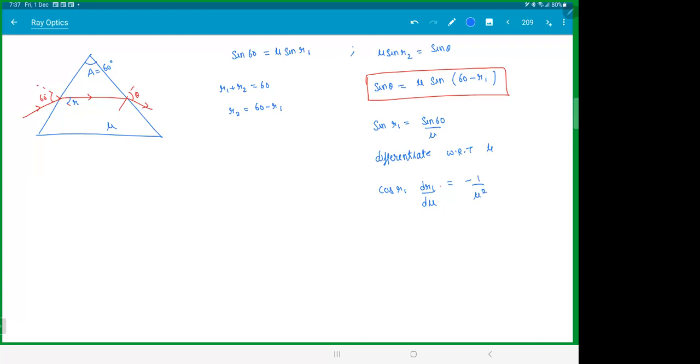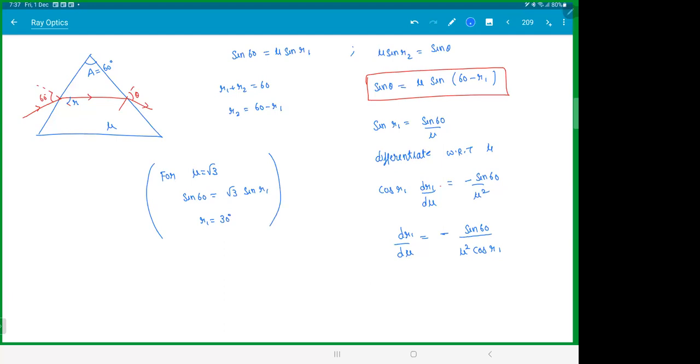Minus 1 by mu square sin 60, theta will be constant only. So from here dr1 by d mu, I kept it ready just in case. Minus sin 60 by mu square cos r1. Now in this scenario, for mu is equal to root 3, we have some data. For mu is equal to root 3, sin 60 equals root 3 sin r1. So r1 is 30 degrees.